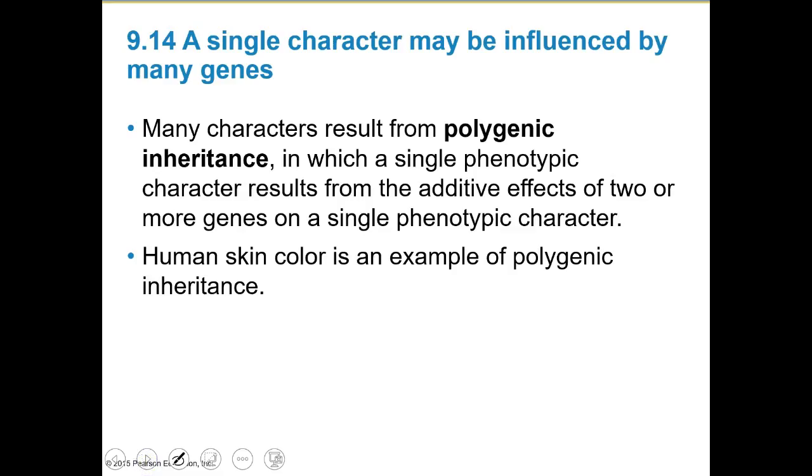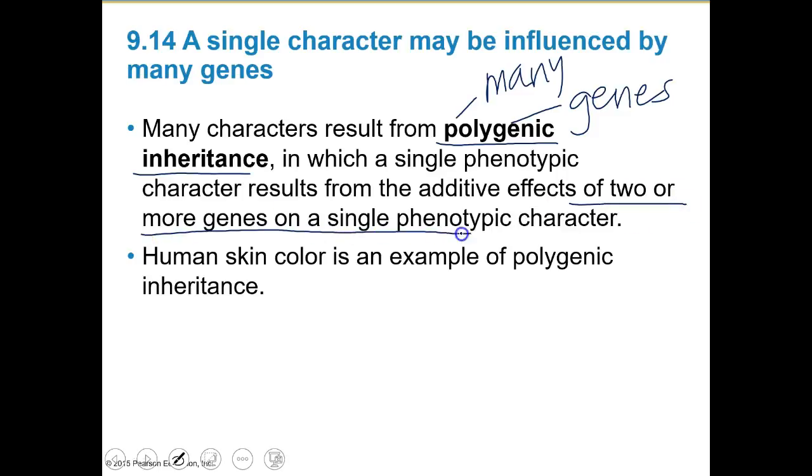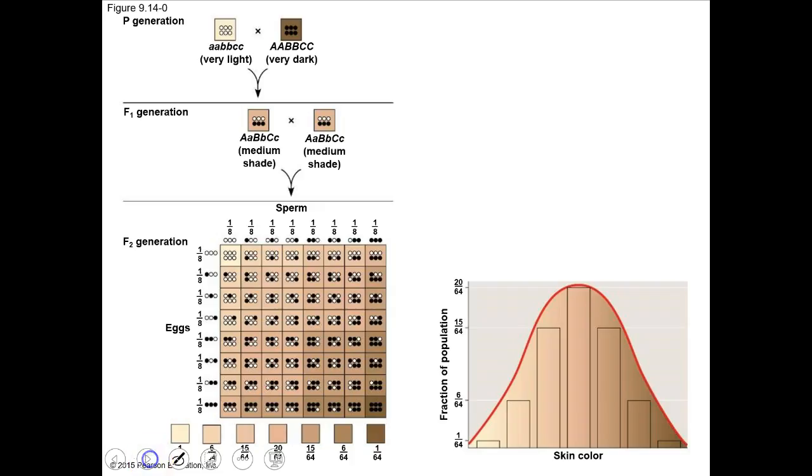Okay, sometimes we have what's called polygenic inheritance. So poly, again, is many. Genic is just like it sounds, it's many genes. So many genes can affect a character. So this is where a single phenotypic character results from the additive effects of two or more genes. So many genes affect one type of character. Your skin color is an example of polygenic inheritance.